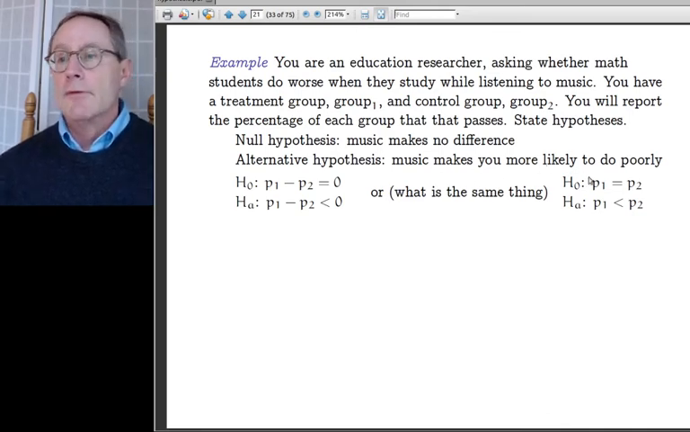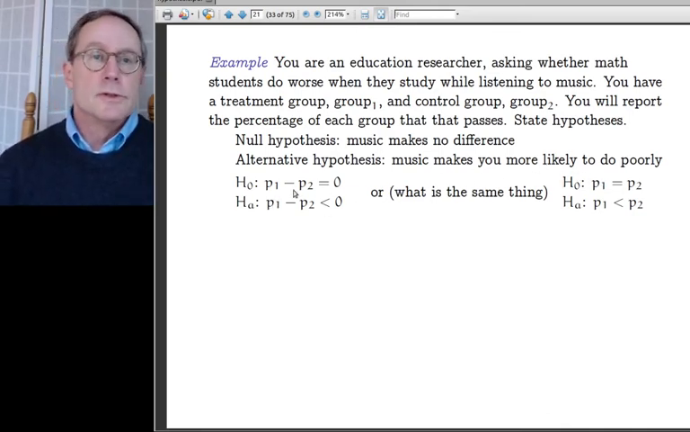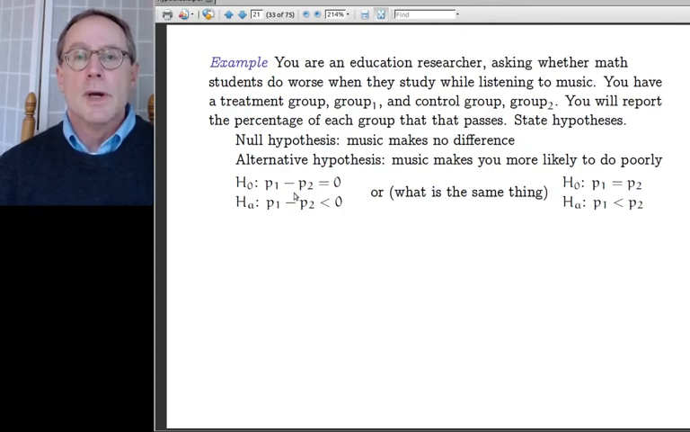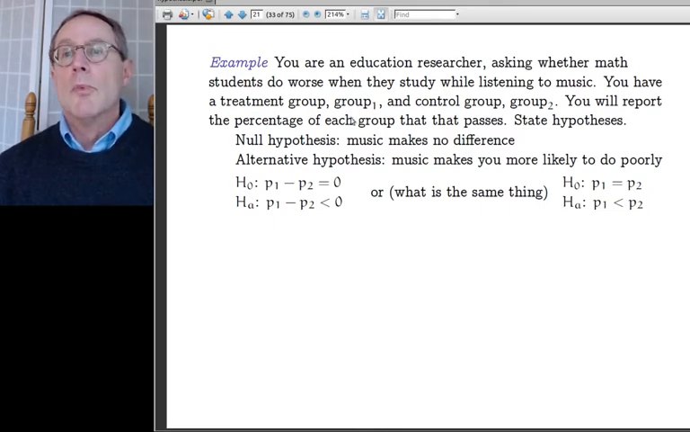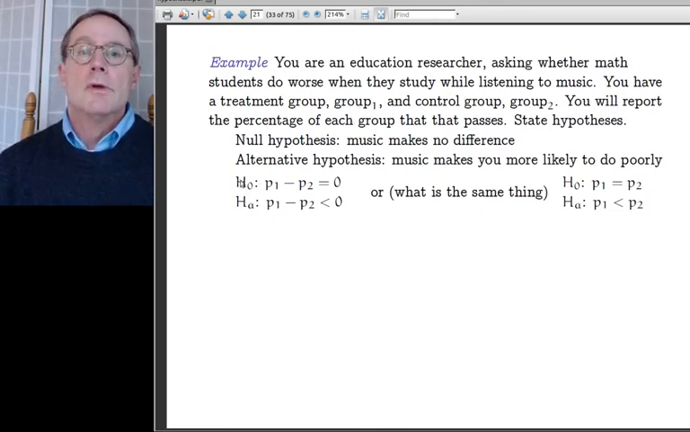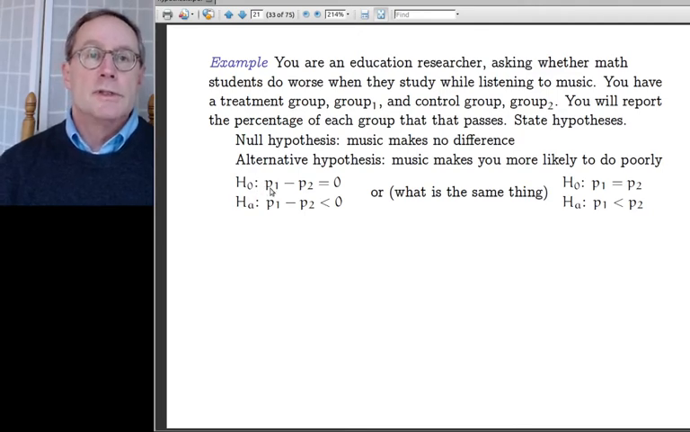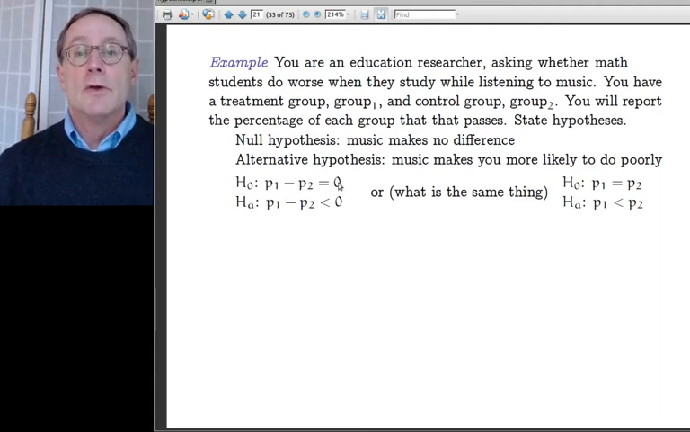Okay, so I've stated the exact same thing two different ways, just so you'll see it both ways. H naught, again, is what people who think there's nothing of interest happening here think, and HA is what people who think there is something of interest happening think. Group 1 is the treatment group, group 2 is the control group. So H naught thinks that if you took the percentage of people who passed in group 1 and the percentage of people who passed in group 2 and subtracted, you'd find 0.